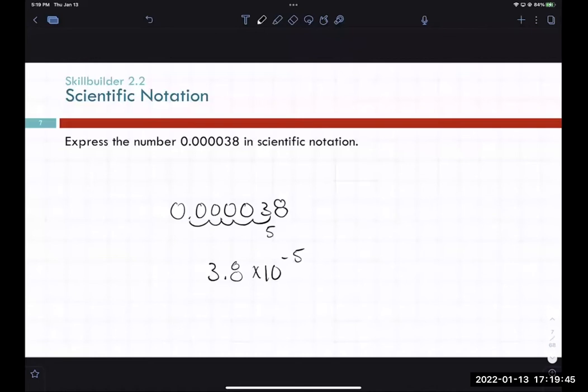Unfortunately, we don't have a way of denoting groups of 3 digits for very, very small numbers. So just be very careful counting those zeros. If you have something where you can mark the page, definitely mark those as you go along, because you can get lost in your count.